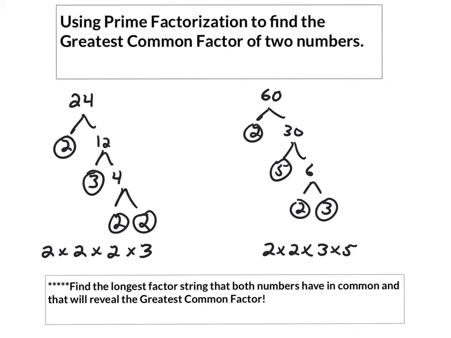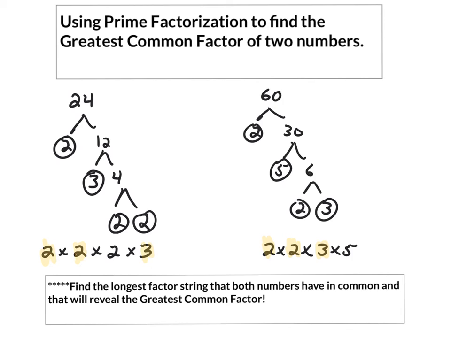So what do they have in common? So they have, and I'm going to highlight these, they have a 2 and a 2. They have another 2 and another 2. And they have a 3. So, according to what I have right here, find the longest factor string that both numbers have in common. So they have two 2's and a 3 in common.